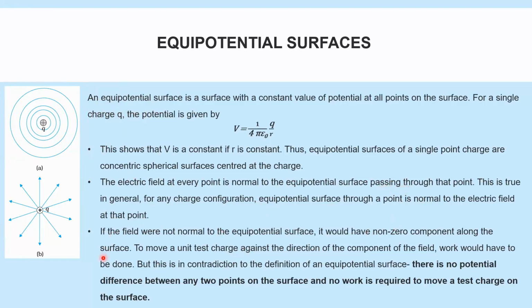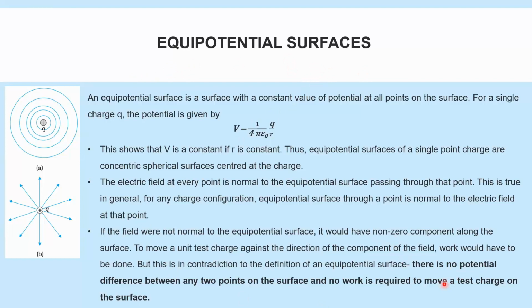Why, if we consider that the field is not normal, then there will be one non-zero component along the surface. And then to move the charge, suppose any test charge, against the direction of this field component, there needs to be work done. But that is actually against what the equipotential surface defines.